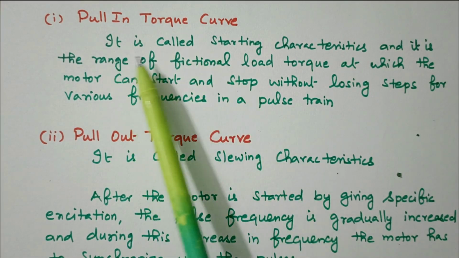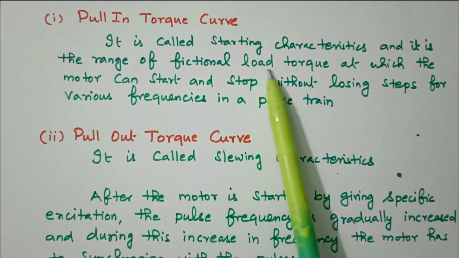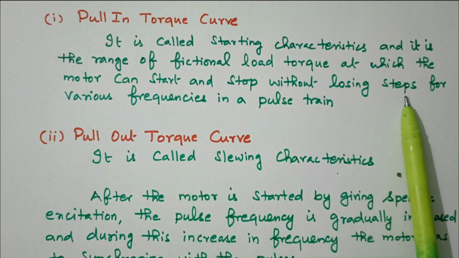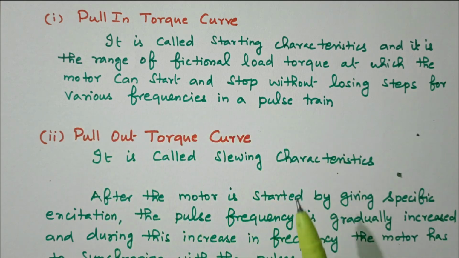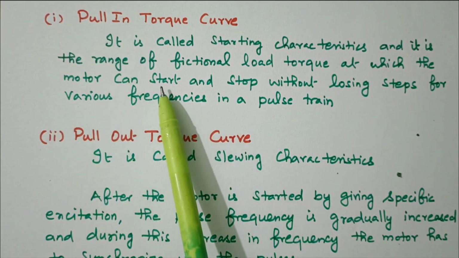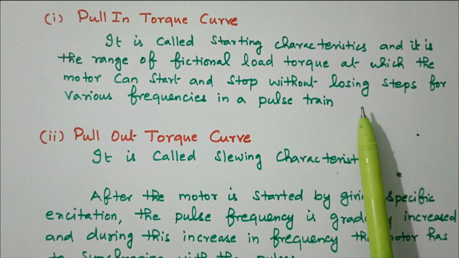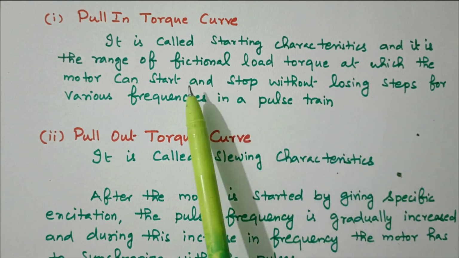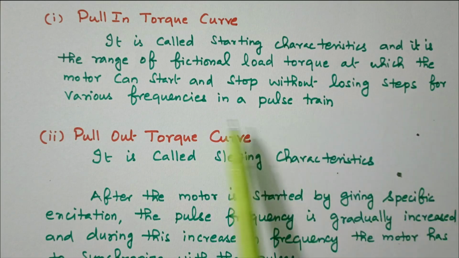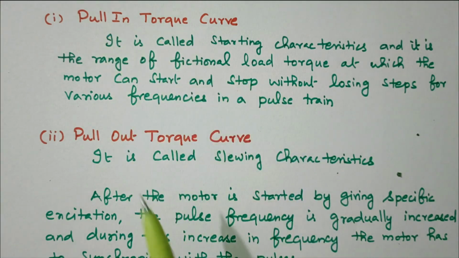It is called the starting characteristics, and it is the range of frictional load torque at which the motor can start and stop without losing steps, for various frequencies in a pulse train. Pull in means we can start and stop without losing steps. There is no loss of control; it is fully under control. In this range, we can start and stop the motor without losing steps for a various frequency range of the pulse train. That's why it is called the pull in torque curve.